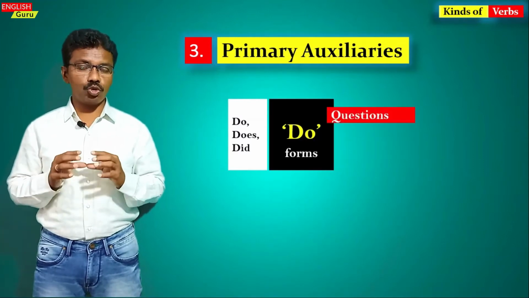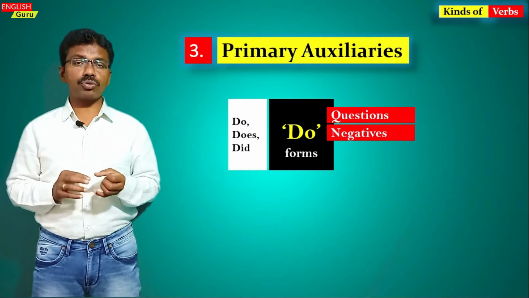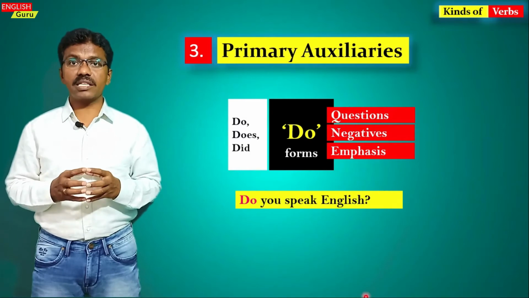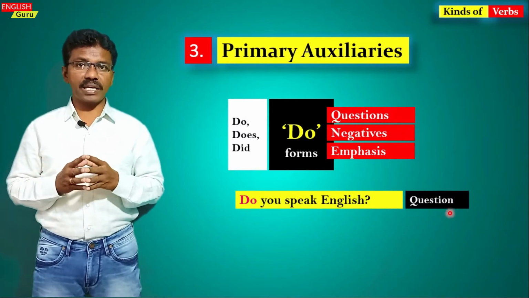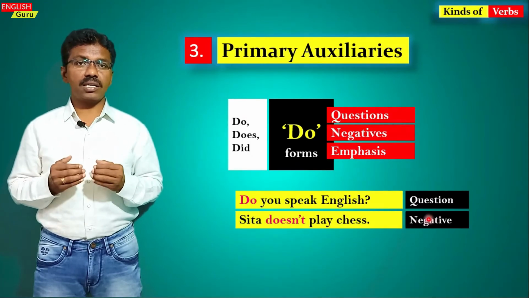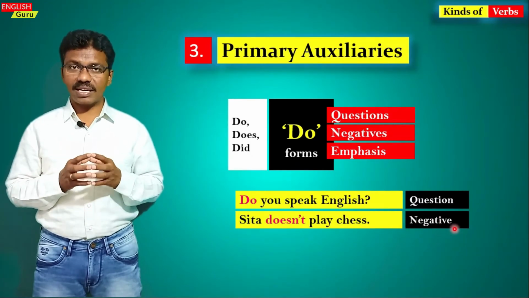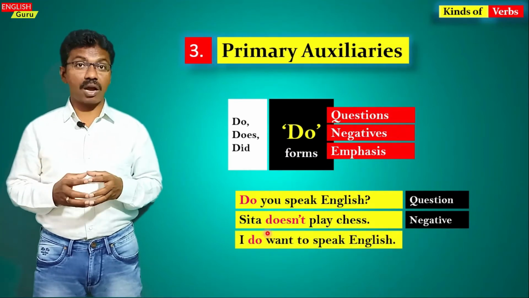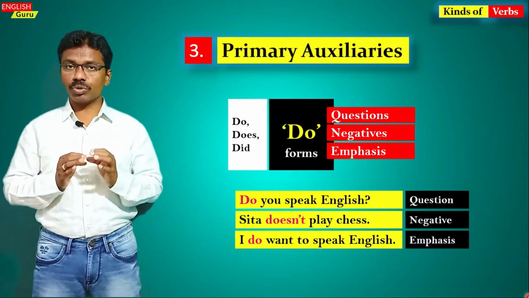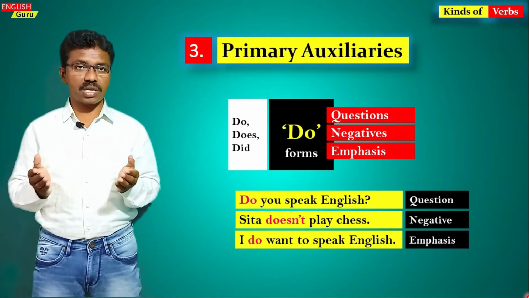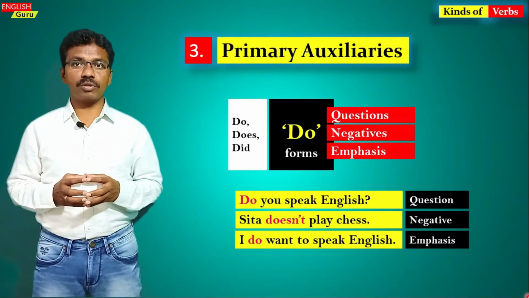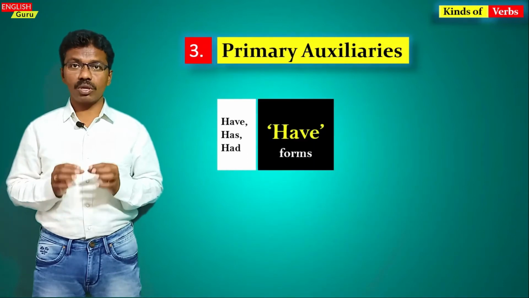And if we take do forms, do forms are used to ask questions, to form negatives, and to emphasize in a sentence. For example, Do you speak English? Do is asking a question. Sita doesn't play chess. Does not is forming a negative of a sentence. I do want to speak English. So I do is stressing, emphasizing, not saying it simply. So if you want to emphasize also, we use do forms.